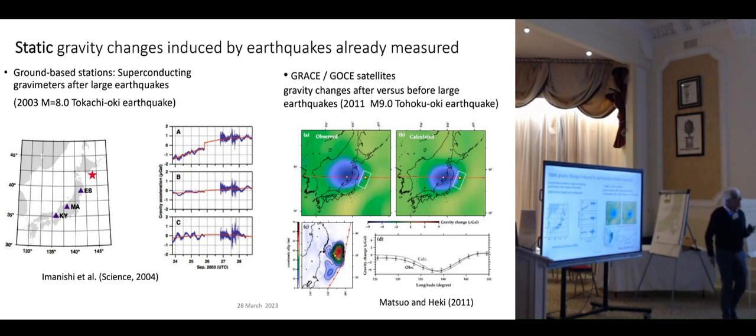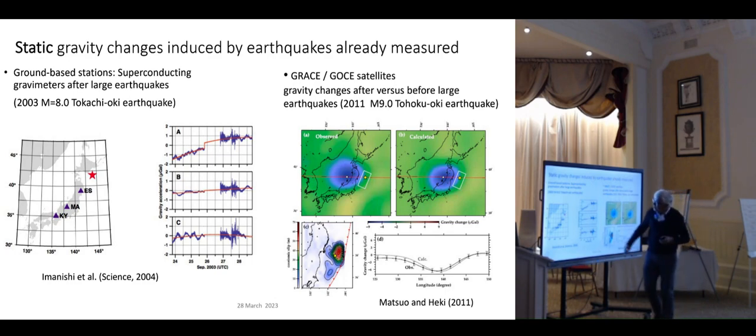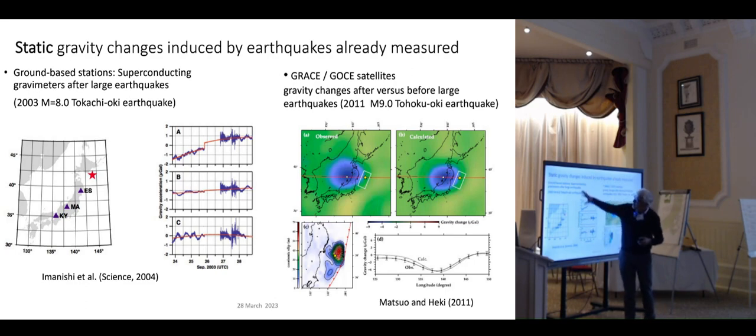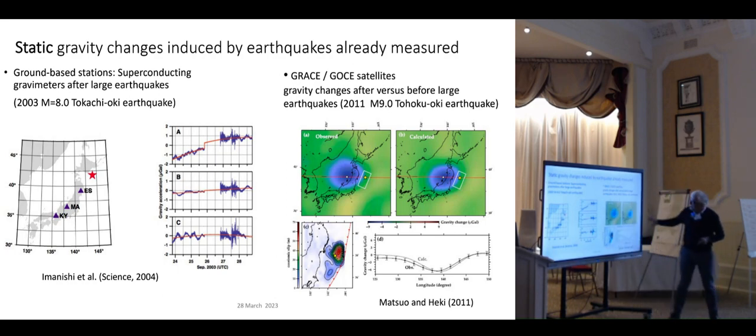The change in gravity associated with earthquakes is not completely new. The static gravity change was measured almost 20 years ago after some big events, for example with a ground-based station using a superconducting gravimeter, where the signal is slightly larger. You see that now it's about 1 microgal, 10⁻⁸.